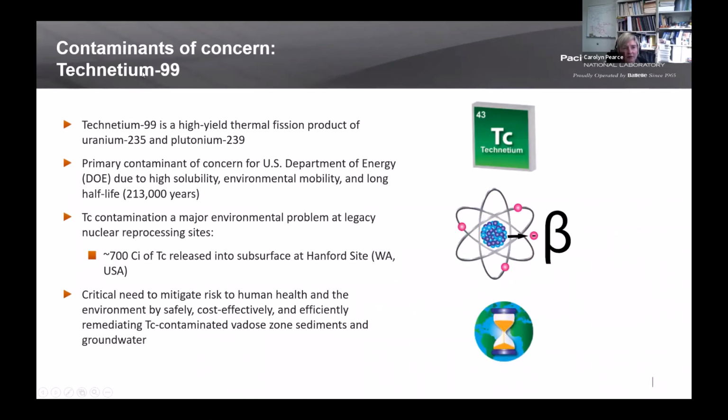The first part of the talk is going to be focused on technetium, which is a thermal fission product of uranium and plutonium. It's a contaminant of concern because it's highly soluble, so it has environmental mobility, and it has a very long half-life, so it's going to be present in the environment for a long time. And it's a major environmental problem, particularly here at Hanford, where 700 curies of technetium were released into the subsurface.